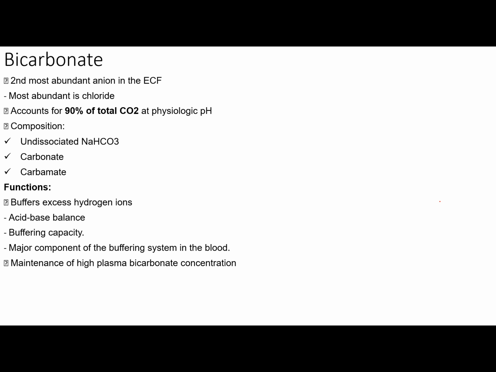Now, let's go to the last electrolyte class, yung bicarbonate. This is the second most abundant anion in the ECF. Most abundant is chloride. Accounts for 90% of total carbon dioxide at physiologic pH. Composition is undissociated sodium bicarbonate, carbonate, and carbamate. Function is that it buffers excess hydrogen ion, acid-base balance, buffering capacity. Major component of the buffering system in the blood, maintenance of high plasma bicarbonate concentration.